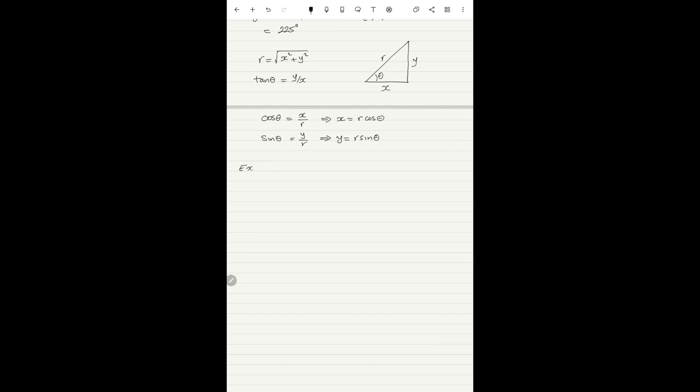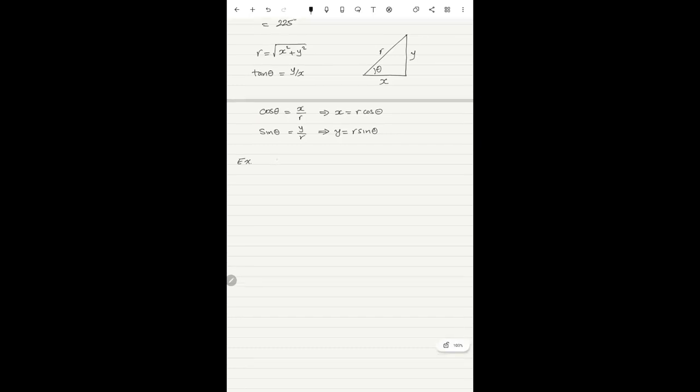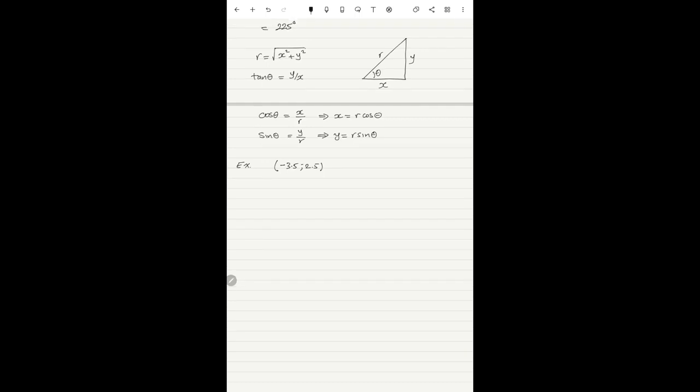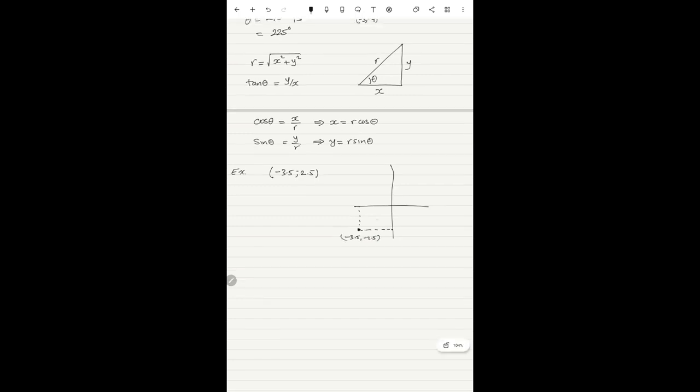If we have the Cartesian coordinates for a point, minus 3.5 and minus 2.5, transform this point into polar coordinates. So let's quickly represent this point here. Minus 3.5 is somewhere on the x-axis here, and minus 2.5 is somewhere here. So this is minus 3.5, minus 2.5, and this is r. And remember, theta is measured from the positive x-axis counterclockwise. It's like this one here.